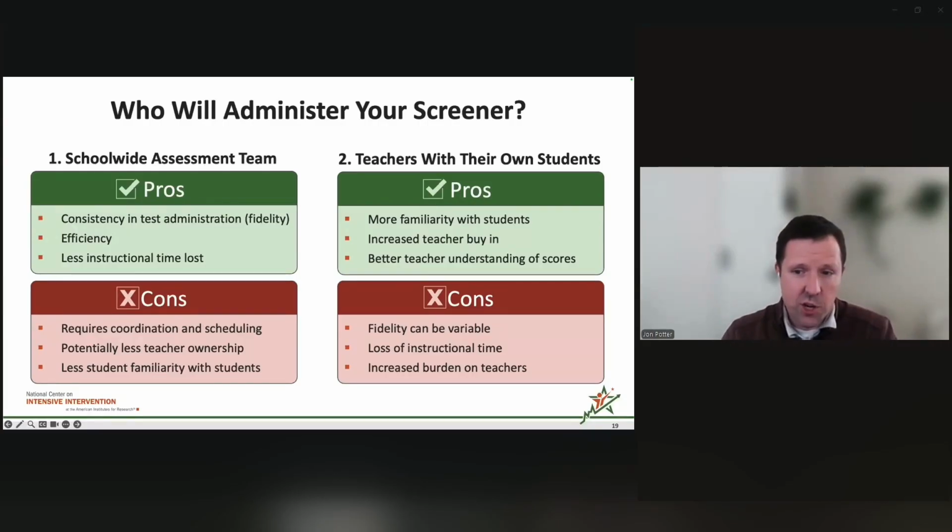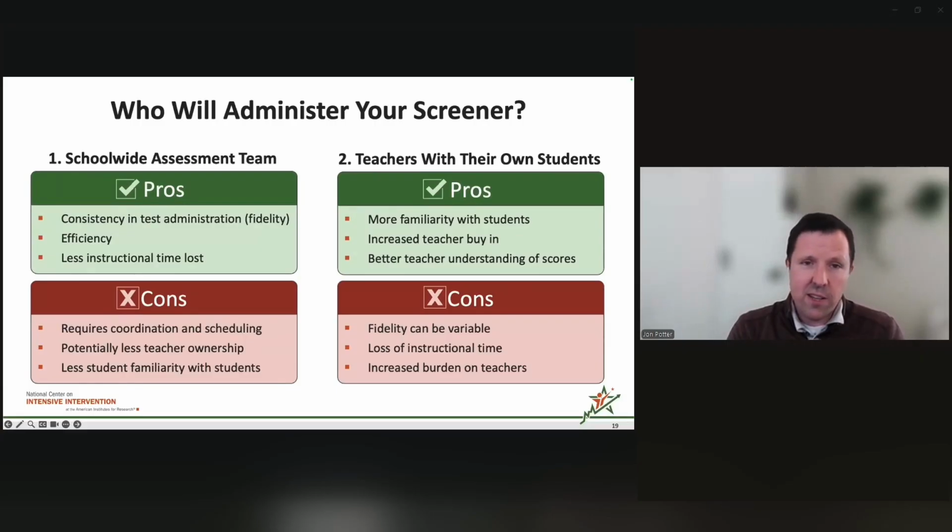Also, lots of instructional time. So as teachers are testing their own kids, they're obviously not teaching. And so when we're pulling teachers away from their instructional roles, sometimes we lose a significant amount of instructional time to do that. And then also just the increased burden on teachers.